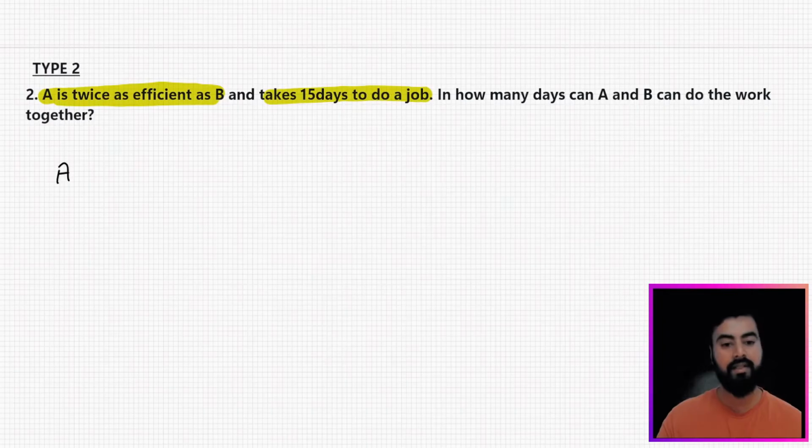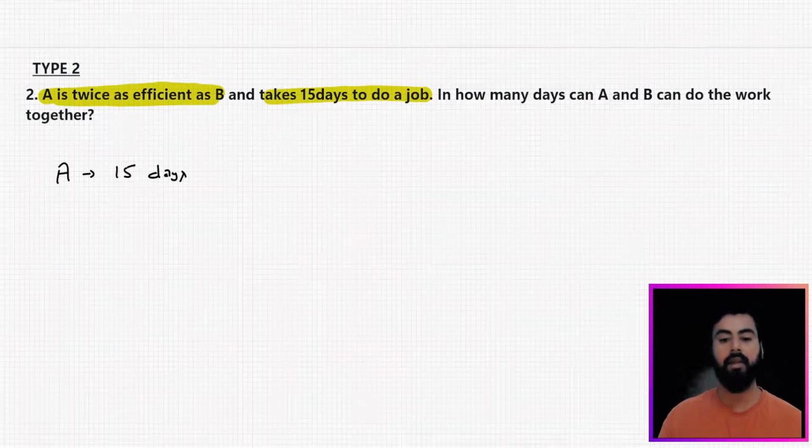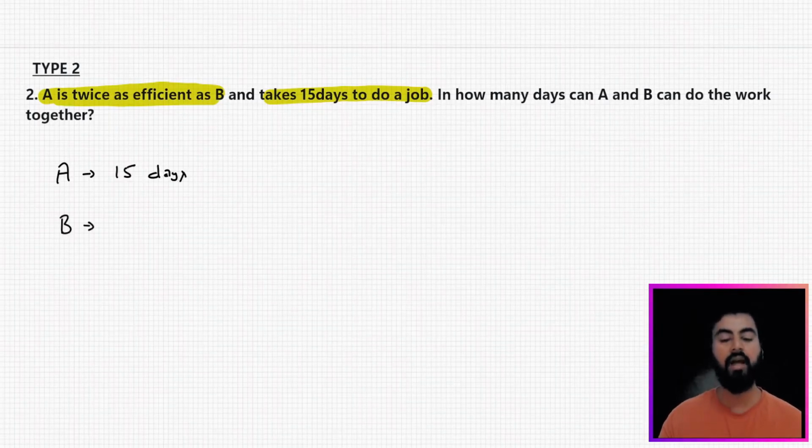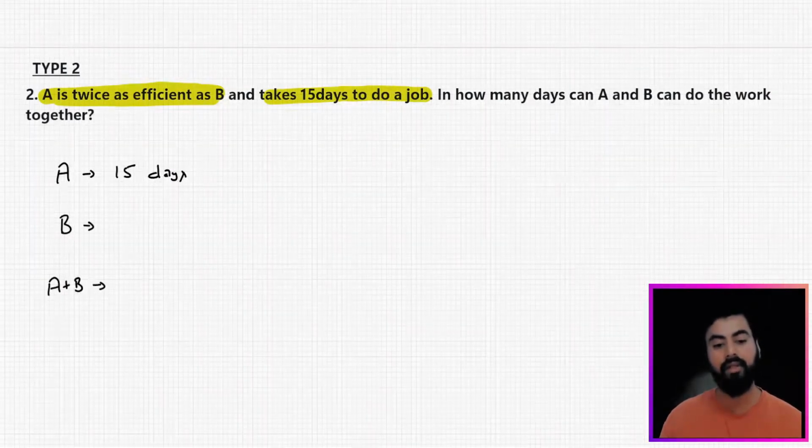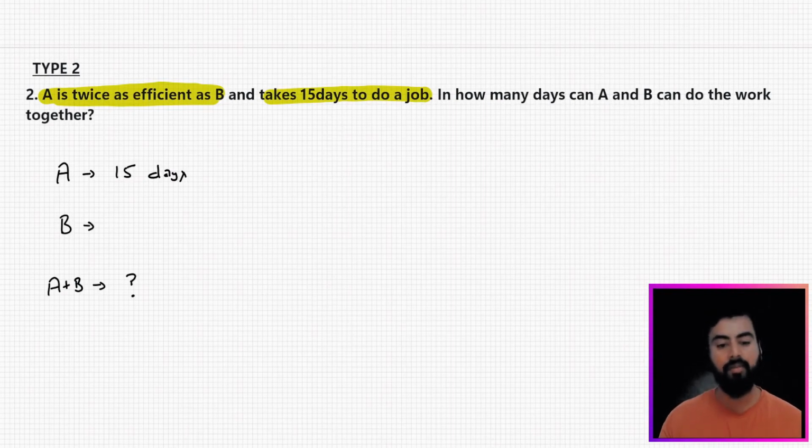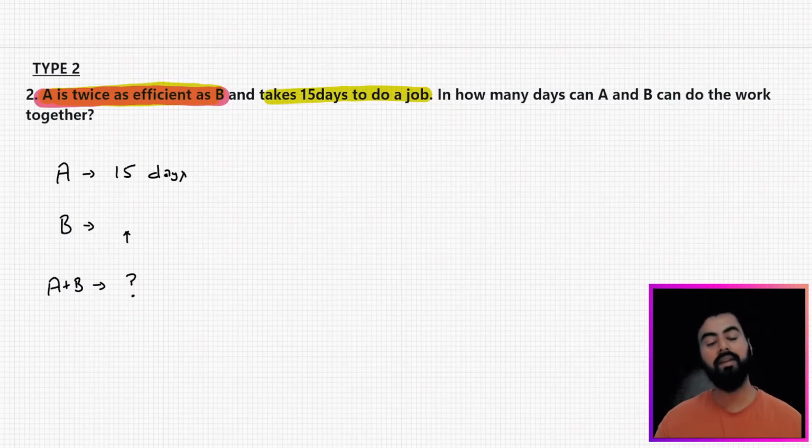So let me write down this data that A can complete a piece of work in 15 days, but for B, the number of days are not mentioned. Now the question is, in how many days can A and B do the work together? The question asked is same, but now the problem is I'm not given the individual time taken by B. But instead of this, can you see that I'm given a new piece of information? A is twice as efficient as B. Now, if you read the statement carefully, this is the comparison of efficiency. What it says is that the efficiency of A is twice that of B.